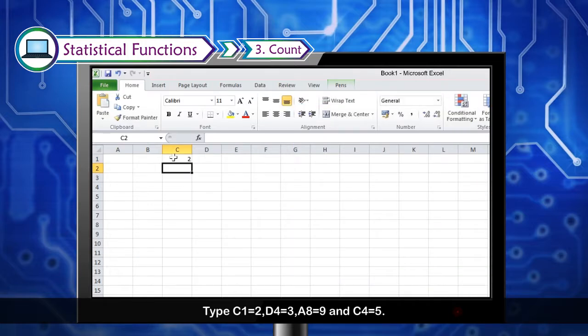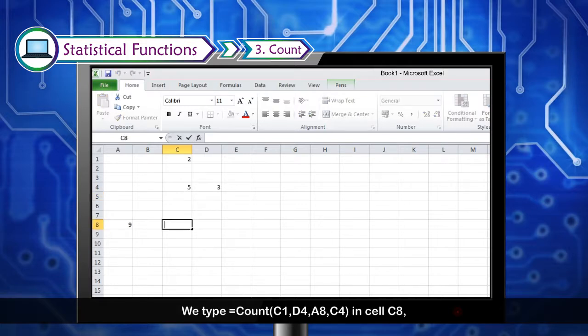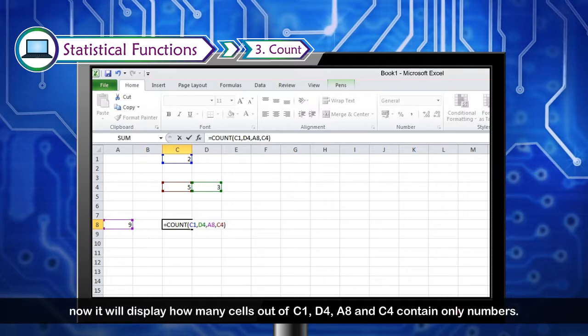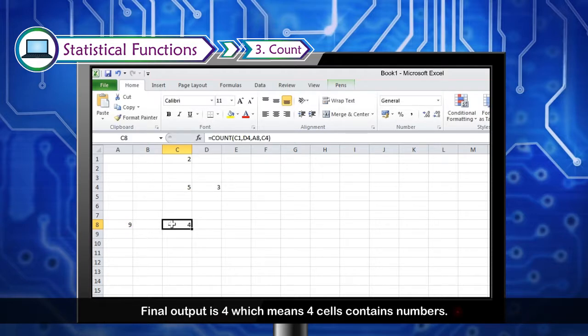Type C1 = 2, D4 = 3, A8 = 9, and C4 = 5. We type =COUNT(C1, D4, A8, C4) in cell C8. Now it will display how many cells out of C1, D4, A8 and C4 contain only numbers. The final output is 4, which means 4 cells contain numbers.